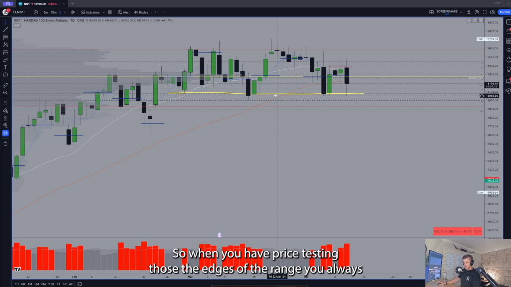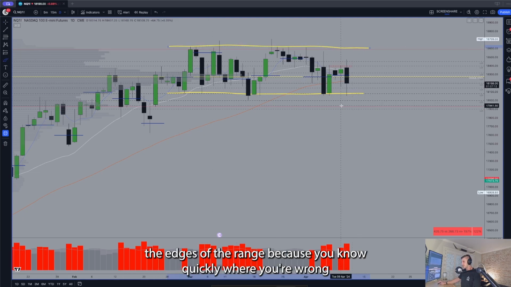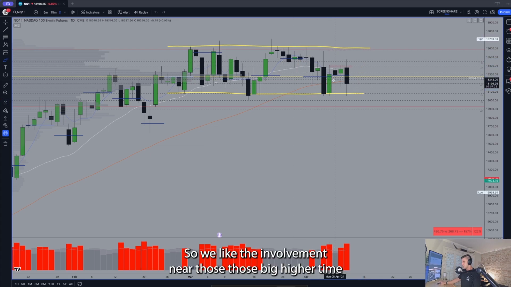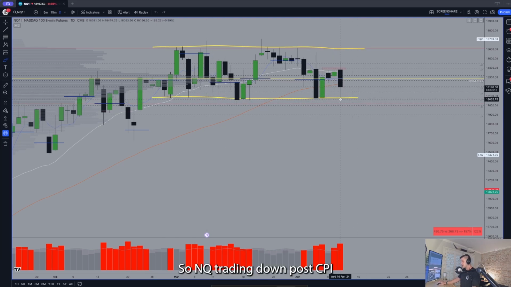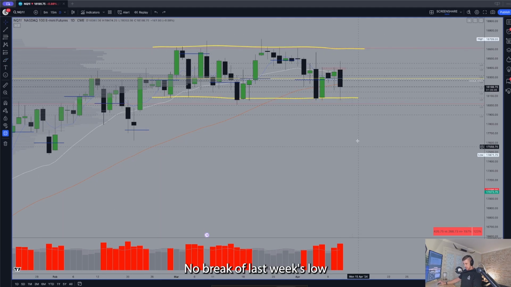So when you have price testing the edges of the range, always when price is trading within a range, your best opportunities are going to be near the edges of the range, because you quickly know where you're wrong and you have the potential to catch some much larger moves, right? So we like the involvement near those big higher time frame pivots, which is why today's action was so solid. So NQ trading down post CPI into that daily support zone, defends it, right? No break of last week's low.